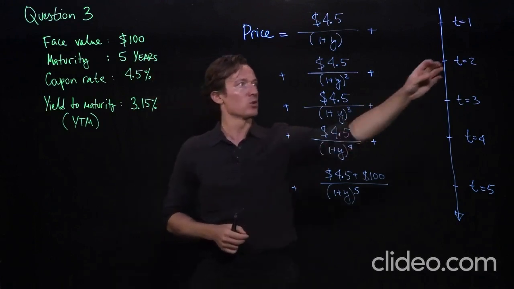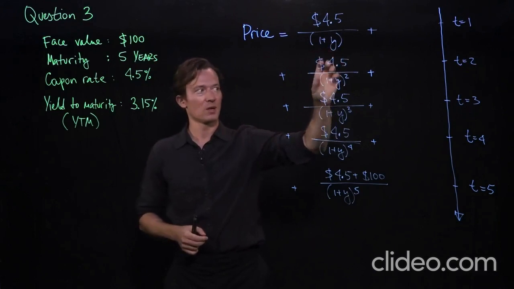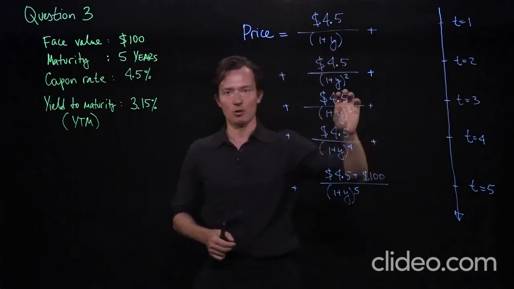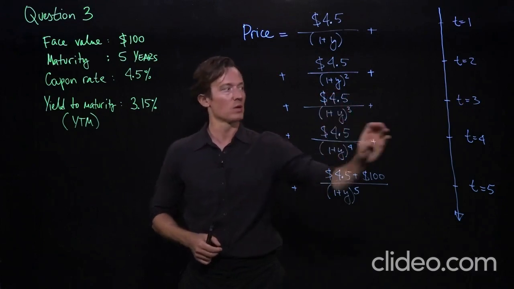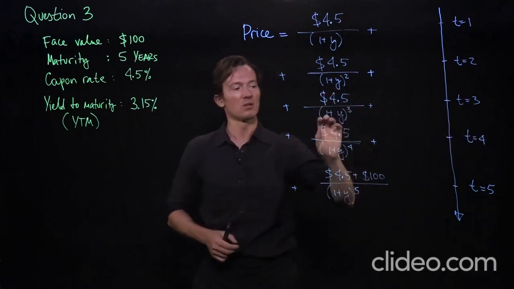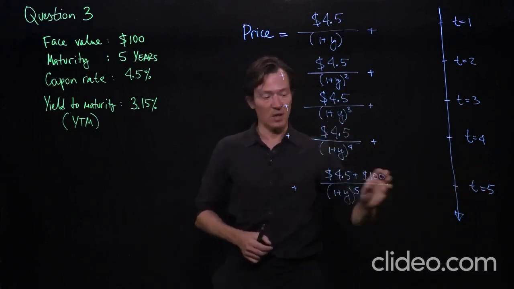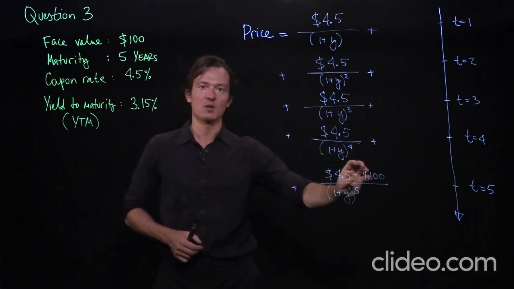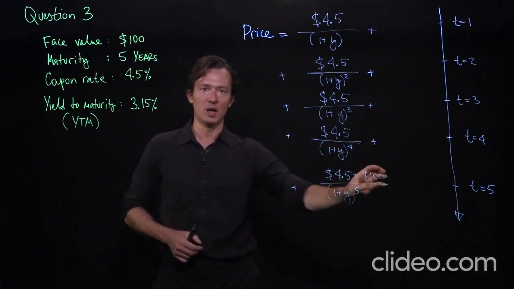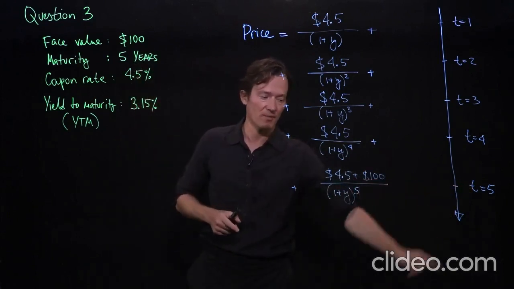At the end of year 2, we get exactly the same payment, so $4.50. At the end of year 3, third coupon, same exact dollar value. At the end of year 4, another $4.50. Now at the end of year 5, we get our last coupon, $4.50, plus we get the face value, $100, paid to us when this bond matures at the end of year 5.